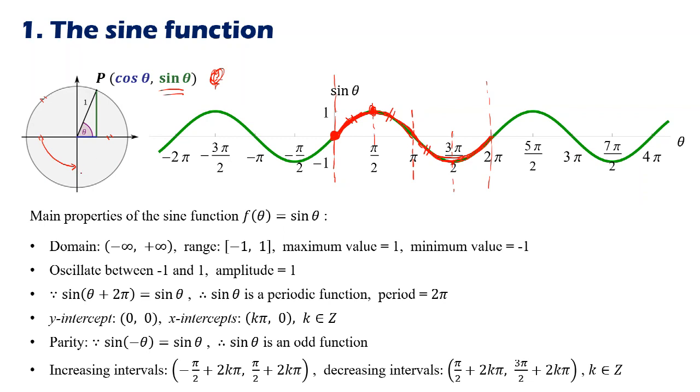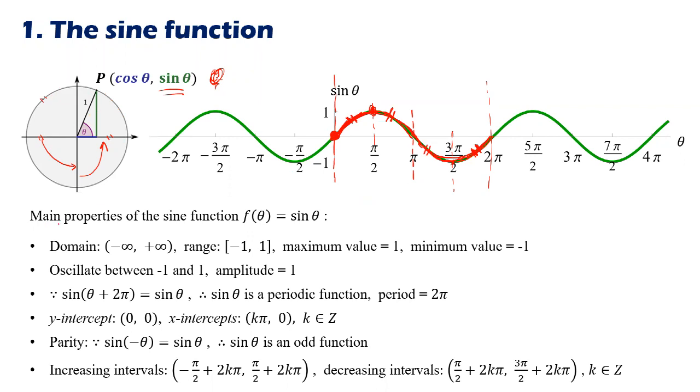And last, when theta goes from 3/2 pi to 2 pi, the y coordinate sine theta goes from -1 back to 0, right? So it is increasing from -1 to 0, right? So for each quarter cycle, the function has a behavior like this, right? You can always verify its behavior with the help of the unit circle.